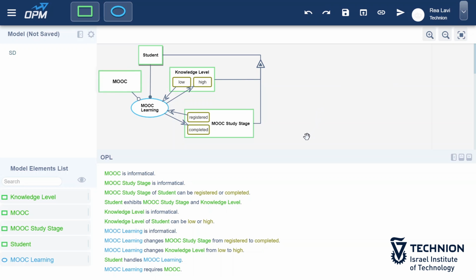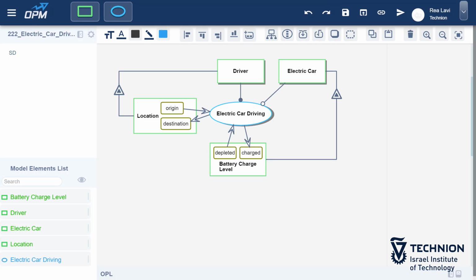For example, the MOOC, Massive Open Online Course, you are now taking is an instrument that enables your MOOC learning process. Are you an agent of the main process? Yes! But more importantly, you're also a transformee of MOOC learning, as your knowledge level of model-based systems engineering with OPM hopefully increases. This situation is similar to the electric car driving system, where the driver is the agent, but more importantly, also the transformee of driving, because driving transforms the driver by changing her location attribute value from origin to destination.